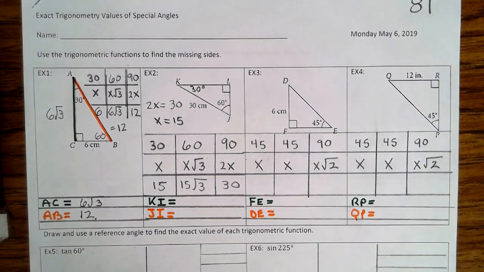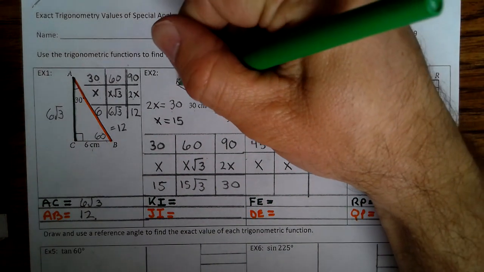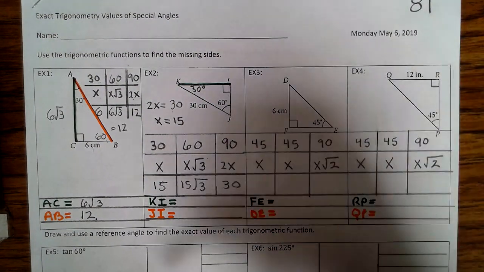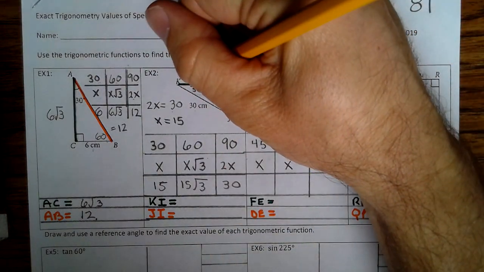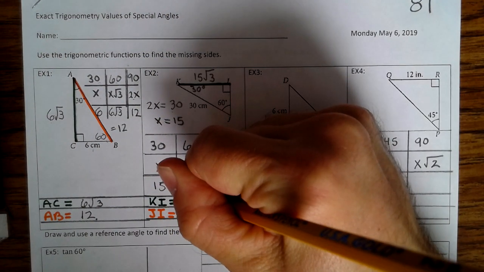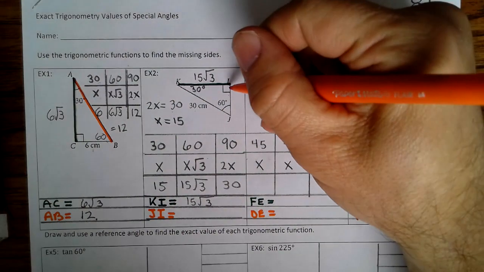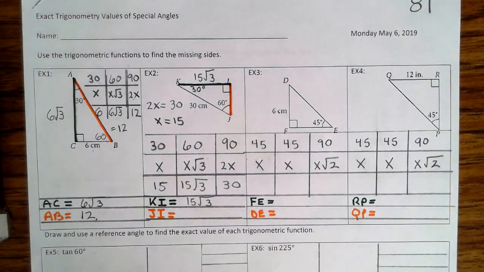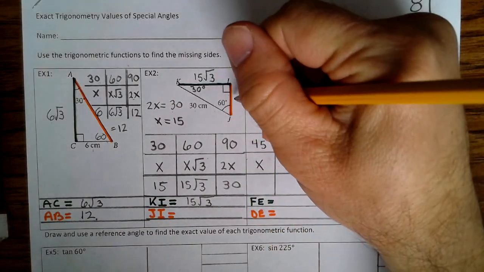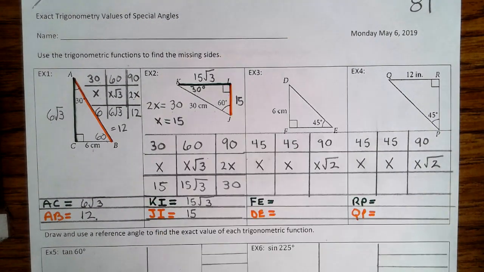Now, KI is across from 60, so we know that that's 15 square roots of 3. And JI is across from 30, so we know that that is 15. Okay, let's take a look at example 3.